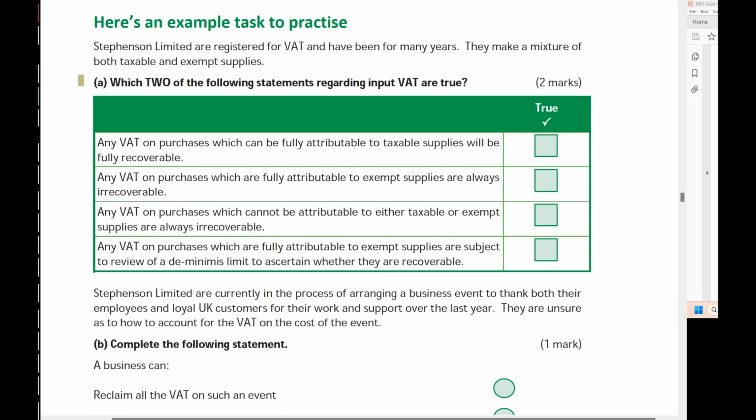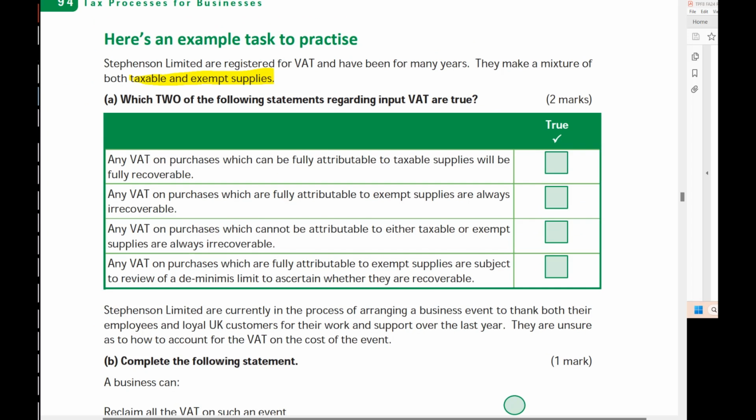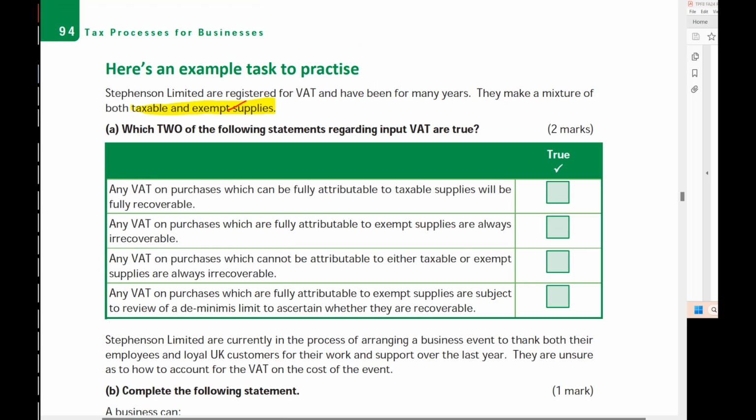So Stevenson are a registered business. They've been registered for many years, and they make a mixture of taxable and exempt supplies. So they're a business that we would call partially exempt, so the partial exemption rules will kick in for them. Partially exempt just means out of everything that they sell, some things they charge VAT on and some things are exempt. So they've got a mix of these supplies.